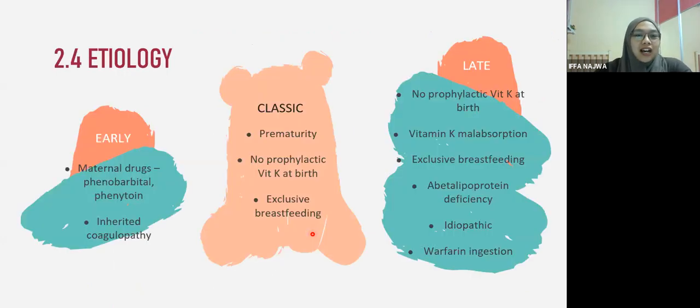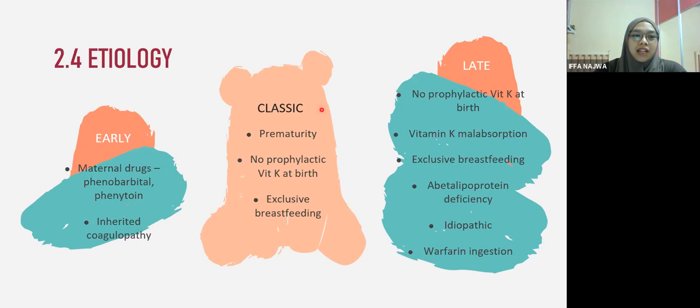Okay. For early onset VKDB, it can happen if the mother has been treated chronically with certain drugs, such as, of course, the anticoagulant warfarin, the anticonvulsant phenytoin or phenobarbital, or even the cholesterol-lowering medication that will interfere with vitamin K absorption or function. However, early VKDB is very rare.